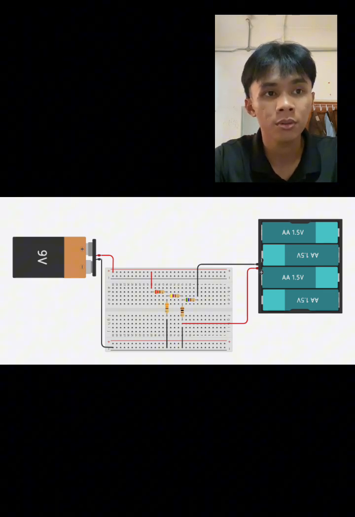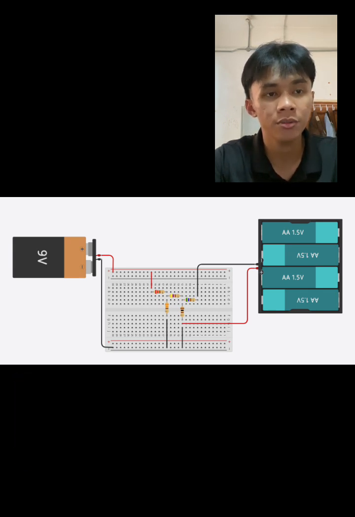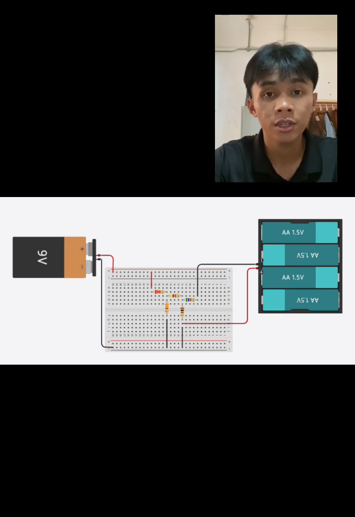For the power source, we have two voltages, one primary and one secondary. For the primary voltage, a 9-volt DC supply representing the main battery pack. For the secondary voltage, a 6-volt DC supply simulated by four 1.5-volt AA batteries in series, representing a secondary solar charging input. For the resistive network, 5 resistors which are 220 ohm, 330 ohm, 470 ohm, 100 ohm and 560 ohm are arranged to create 3 distinct current loops, which are known as meshes.